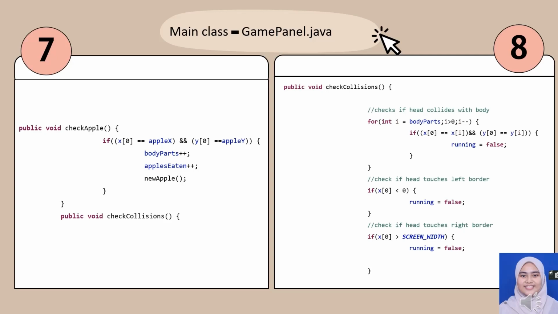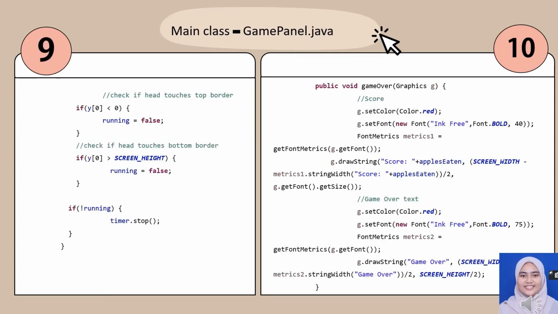Next, we have method checkCollision. This method is used to check whether the snake hit its body, or the head touched the left border or the head touched the right border. And then we check whether the snake head touched the top border or the bottom border. And then on the right side we have method gameOver. This method is to calculate the score and how the score and game over are displayed on the screen.